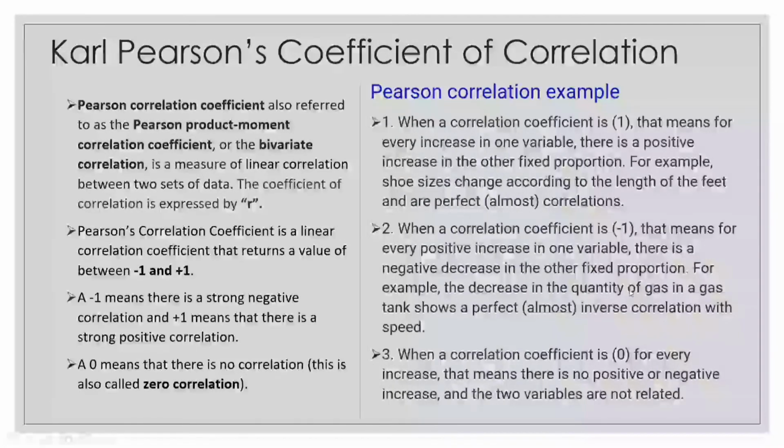For example, the decrease in the quantity of gas in a gas tank shows a perfect inverse correlation with speed. When a correlation coefficient is 0, that means there is no positive or negative increase and the two variables are not related. So this pretty much sums up what Karl Pearson's coefficient of correlation is.